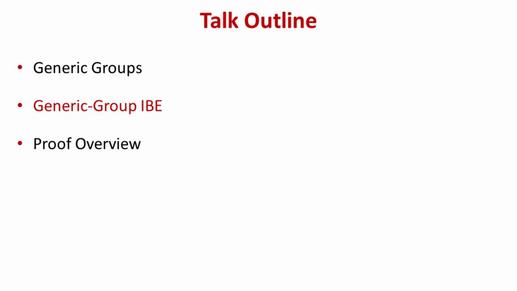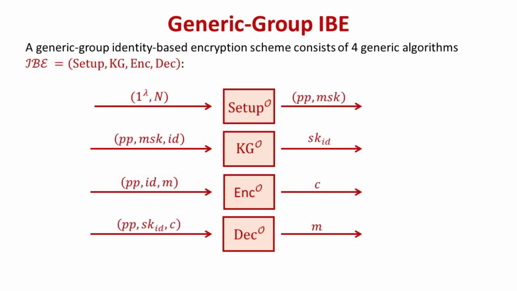Having introduced the basic ideas underlying the generic group model, we can now recall the notion of identity-based encryption within it. A generic group IBE scheme consists of four generic group algorithms: setup, keygen, encrypt, and decrypt. The setup algorithm receives as input the security parameter lambda and the order n of the group, and outputs public parameters and a master secret key.